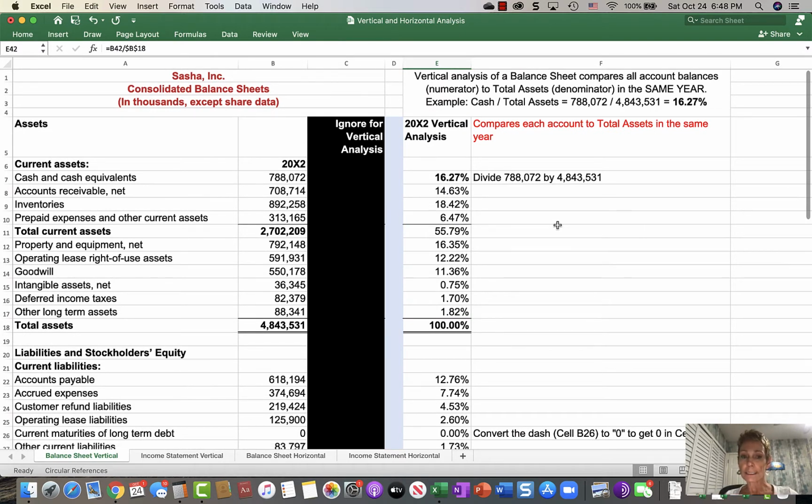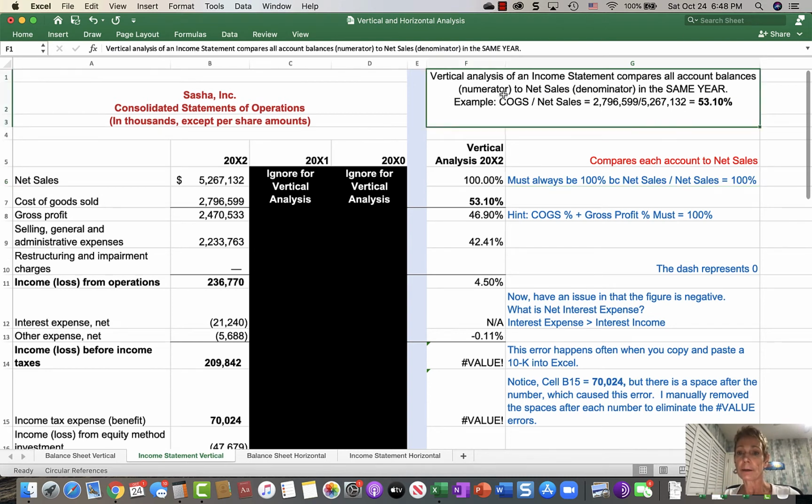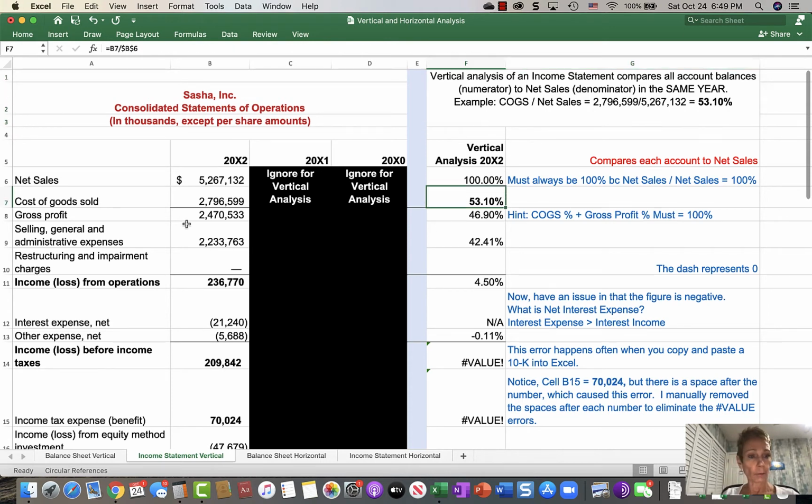Hopefully that's clear. Let's move on to the income statement. For the income statement, when you download an SEC 10-K, it will give you 3 years of data. So I've just blocked out here year zero and year one because we don't need that for the vertical. Remember, the vertical analysis is looking at 1 year only. And so I think I have this stated up here. It compares all account balances, which will be the numerator, to net sales. And that will give you a figure. And in this case, it comes out to 50. Well, we're at cost of goods sold here.